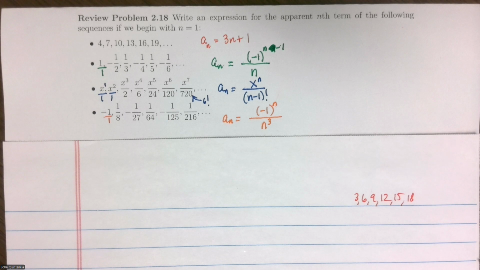So for these problems where I'm finding the apparent nth term of a sequence, there are some techniques that work. Sometimes it's just a matter of eyeballing the pattern and trying to find something that works.